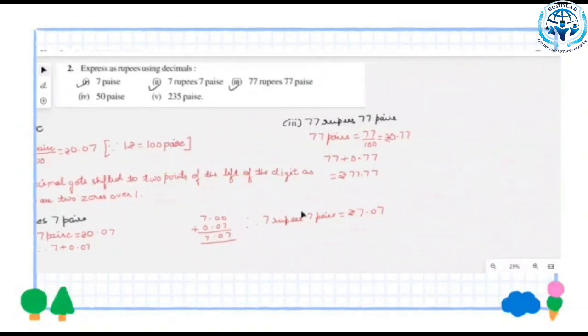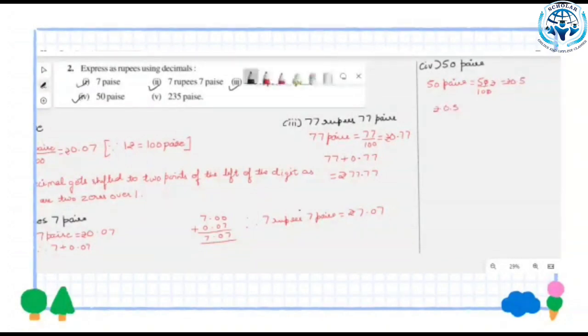Next is 50 paise. We have to convert it into rupees. 50 paise means half rupees because 1 rupee has 100 paise. So we will divide 50 by 100 and we will get 50 by 100. After cutting, we get 5 by 10, 1 by 2 rupees or in decimal 0.5 rupees.